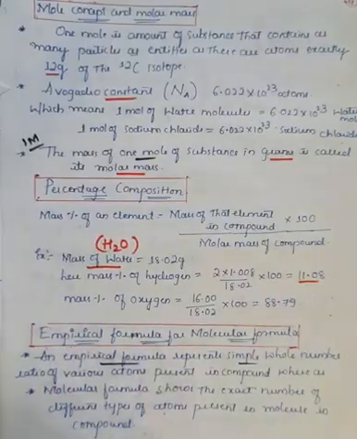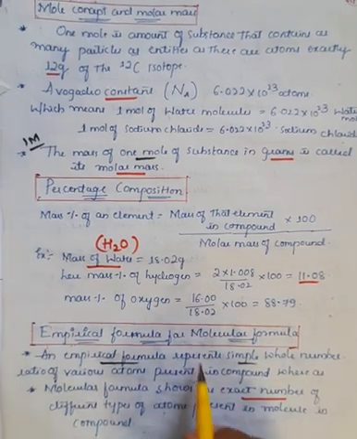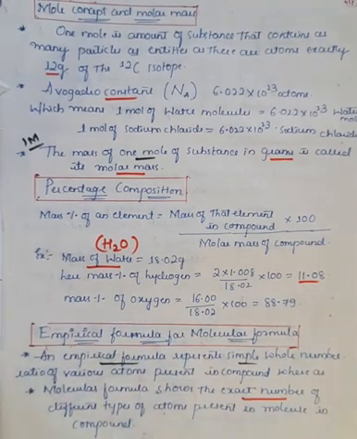So therefore empirical formula is a simple whole number ratio of the various atoms present in the compound, but molecular formula shows the exact number. This is just a simple ratio, but that is an exact number of different types of atoms present in the molecule.